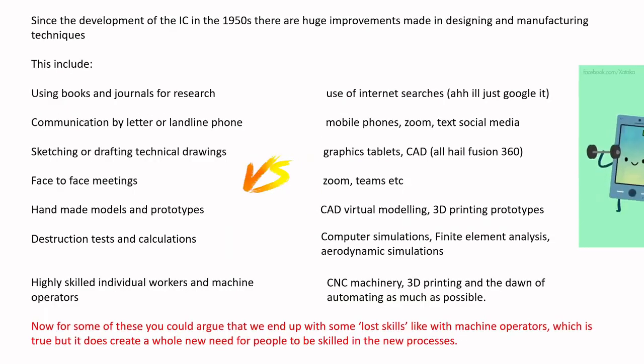So, since the development of integrated circuits in the 1950s, not just mobile phone technology, but there have been loads and loads of developments across the board in design and engineering industries. Just to show you a couple of examples: using books and journals for research. Obviously, at the start of the year, I got you to have an induction in the library to be able to use journals and books and that sort of thing.